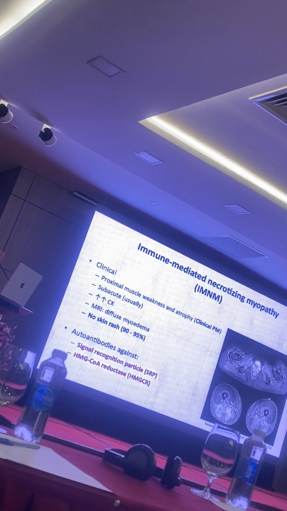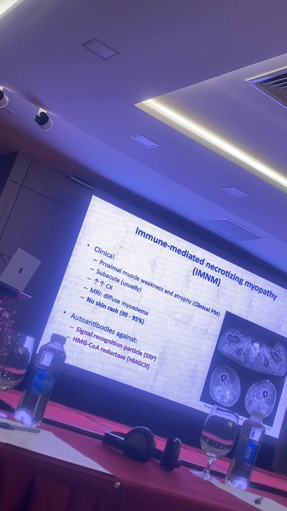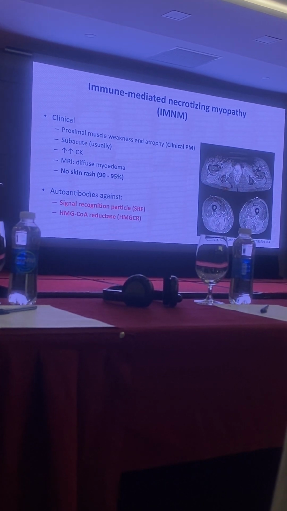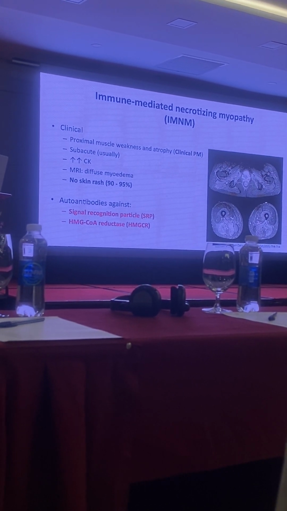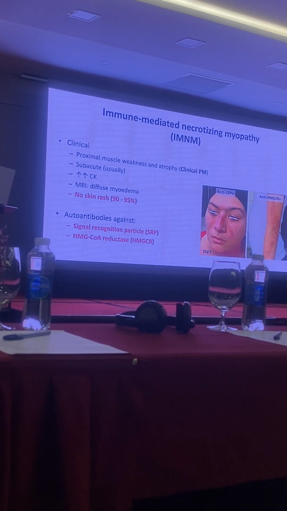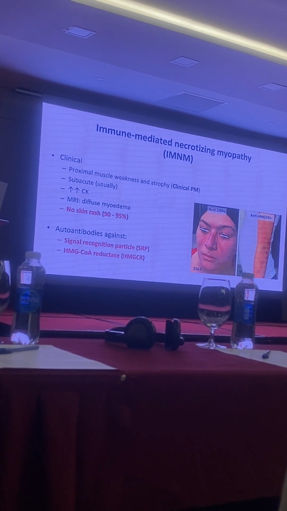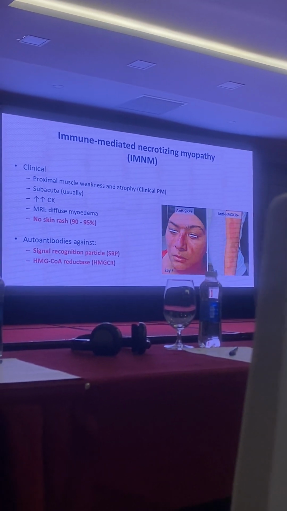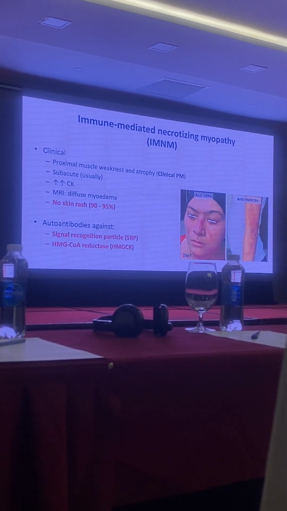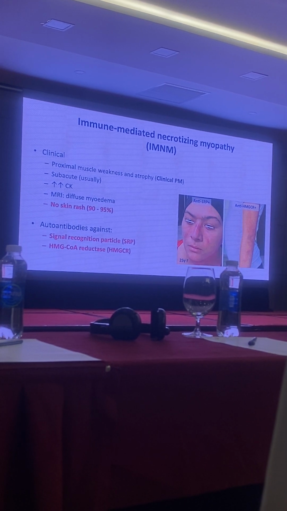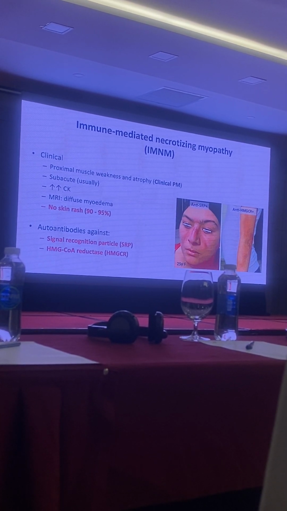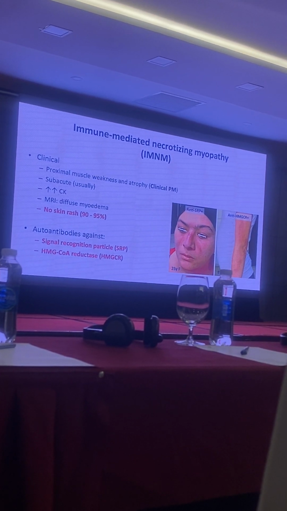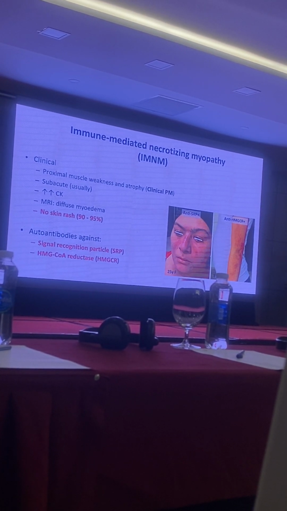I said that the majority of the patients don't have skin rash. That's why they are called clinical polymyositis. But you have to be careful. It means that a few patients have skin rash. So not all immune-mediated necrotizing myopathy patients are without skin rash. Some patients do, and those cases are often diagnosed with dermatomyositis by dermatologists and rheumatologists, so you have to be careful.